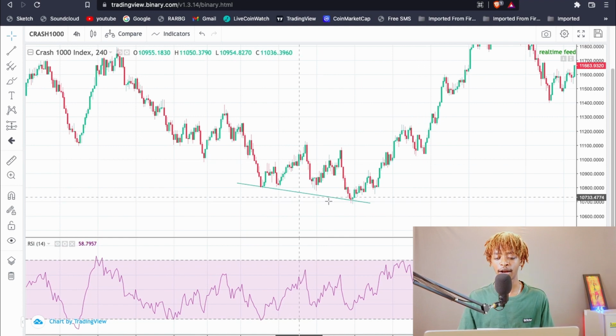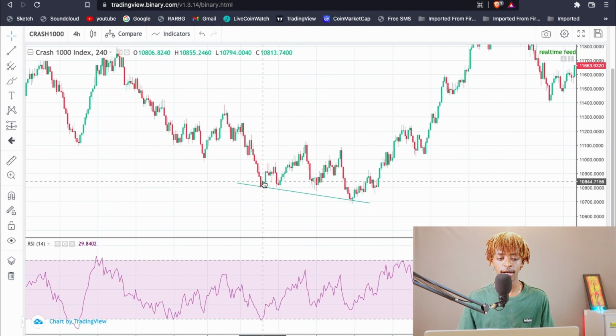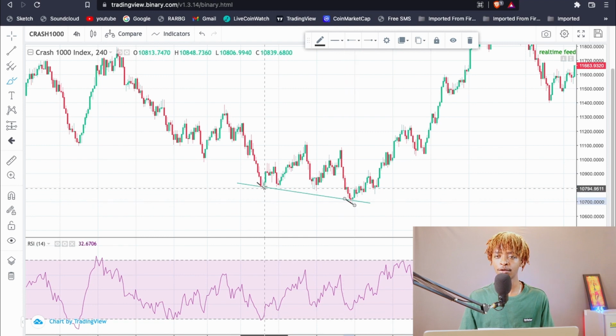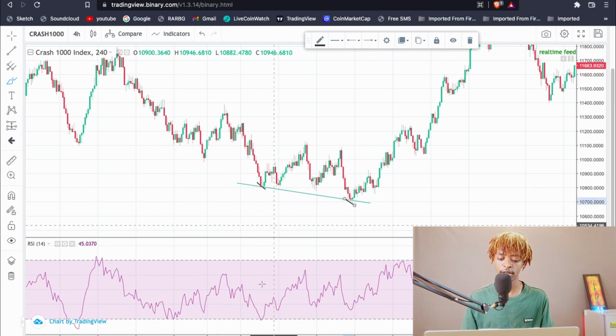So here we have a line which connects almost 2 points. Here we have 1 point, another point. So this point exactly, if you go down on the corresponding RSI level we have, since it's on the lower level of the chart, you need to see the lower level on the RSI or near 30.